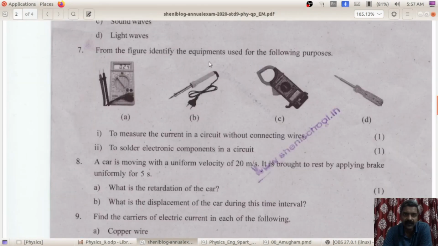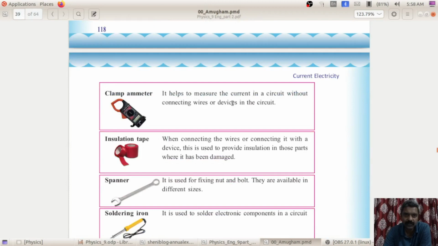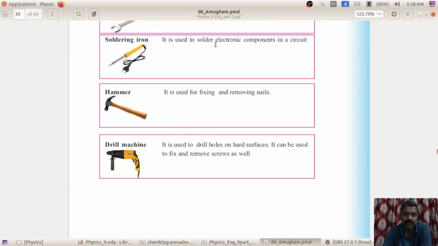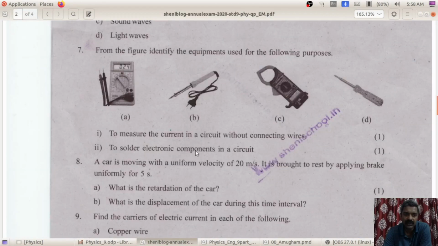From the figure, identify the equipments used for the following purpose. To measure the current in a circuit without connecting wires, clamp ammeter helps. Soldering iron is used to solder electronic components in a circuit. To solder electronic components in a circuit, we use soldering iron.